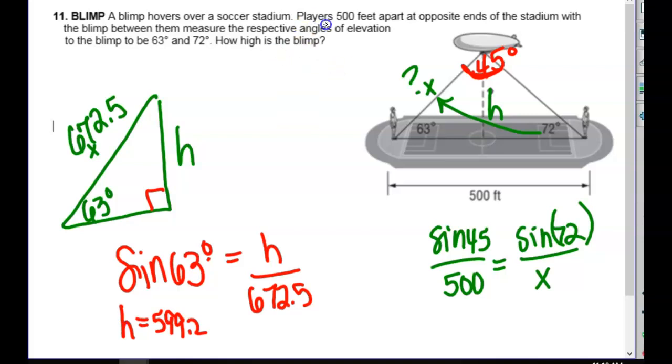How high is the blimp? 599.2, or about 600 feet up. We good?